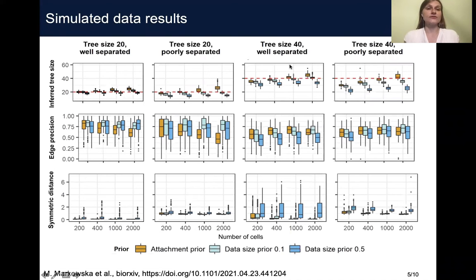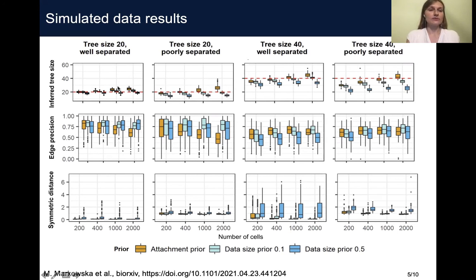This slide illustrates excellent performance of our model on simulated data. We have sampled 2 different sizes of trees. First, the tree that includes 20 copy number events and then 40 copy number events. We have then attached different numbers of cells to each tree.